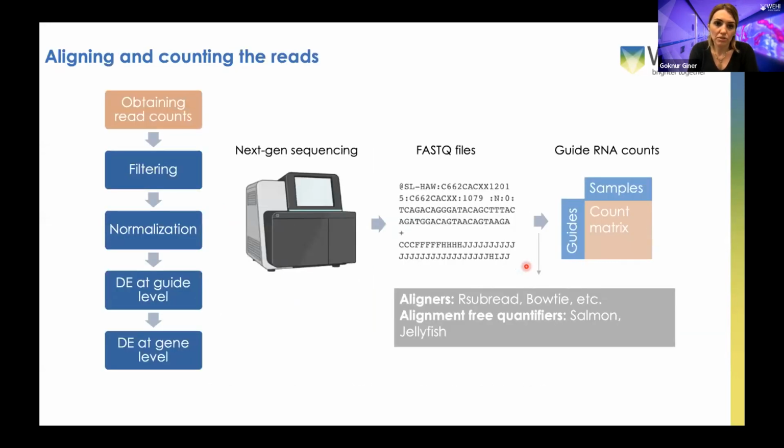So what we do first is align the counts. When you align the counts, you can use Rsubread or Bowtie or any aligner, but in some guide RNA libraries, you will have different lengths of single guide RNAs, like not all the guide RNAs are going to be the same size. Then it is best to use an alignment-free quantifier if your guide RNAs differ in size.